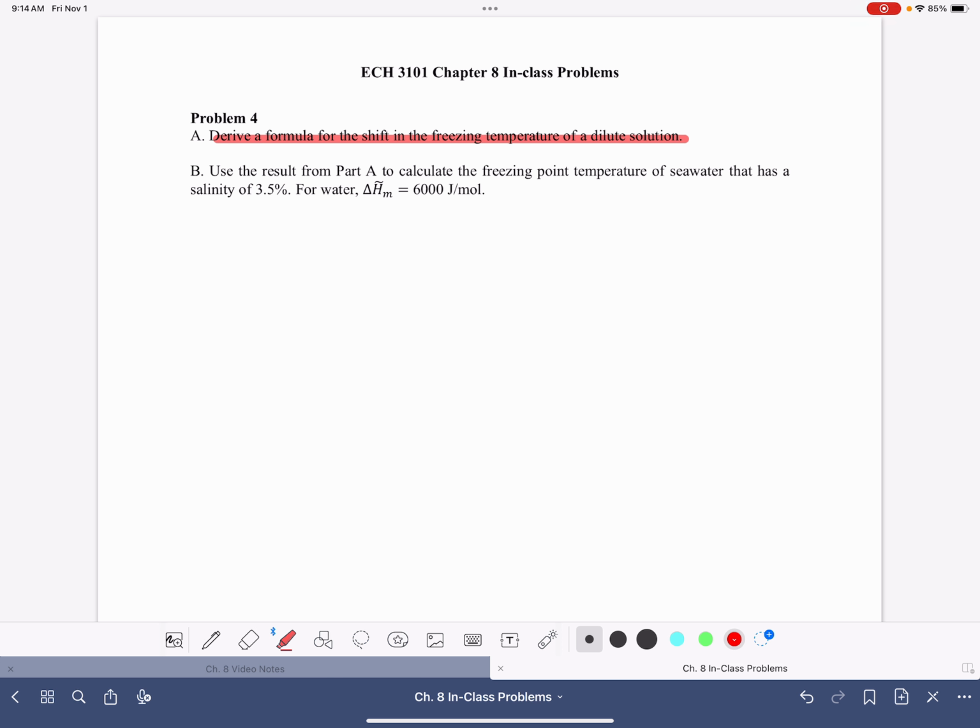And then in part B, we actually want to calculate the freezing point temperature of salt water or seawater that has a salinity of 3.5%. And then we're also given some information about the enthalpy of melting. For these types of problems, it's useful to sketch out a diagram.